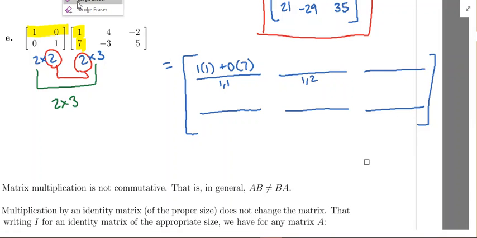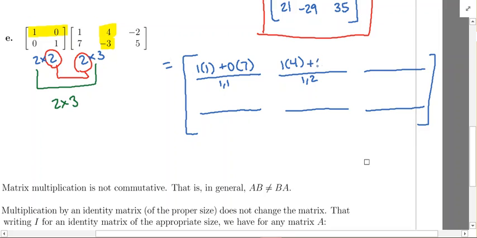So let's do that dot product. So we're going to do first row, second column. That is going to give us 1 times 4 plus 0 times -3. Next is the first row, third column. If we do that dot product, first row, third column, we shall get 1 times -2 plus 0 times 5. Moving on to the second row.